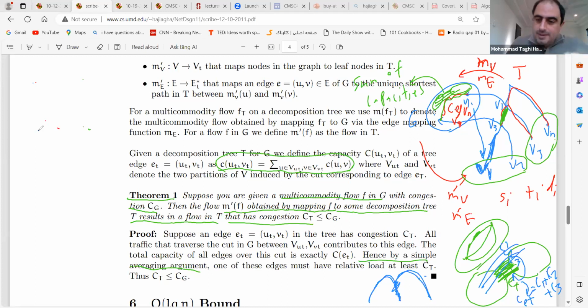So far, what do we know? What is this theorem? This is some kind of domination. This is a domination property that we have seen before for Bartal, that for any traffic, the distances on the tree would be larger than the distances on the graph. Here we have the same thing. The congestion on the tree would be less than the congestion on the graph, because of these capacities that we are putting in.